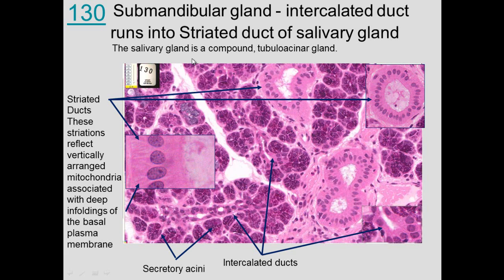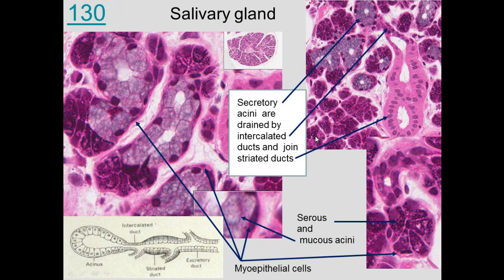The infolding of the plasma membrane lining up on the mitochondria has made these striated ducts visible. Salivary glands is a compound tubular acinar gland. So these are acini, but they also have a tubular component to them as well. You can see a tubular component right there. There's the mucus and the serous, and this would be a serous demilune in the case of here.